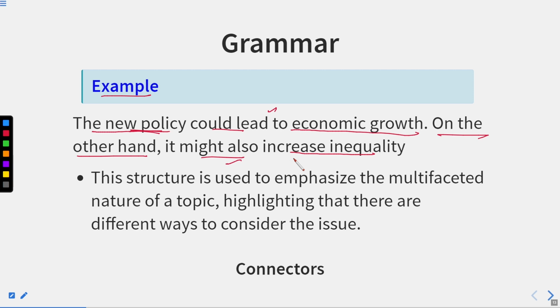That's it. This structure is used to emphasize the multifaceted nature of a topic. Multifaceted means it can have various aspects. For example, if I say a coin has two facets, it means one side and the other side, highlighting that there are different ways to consider the issue.